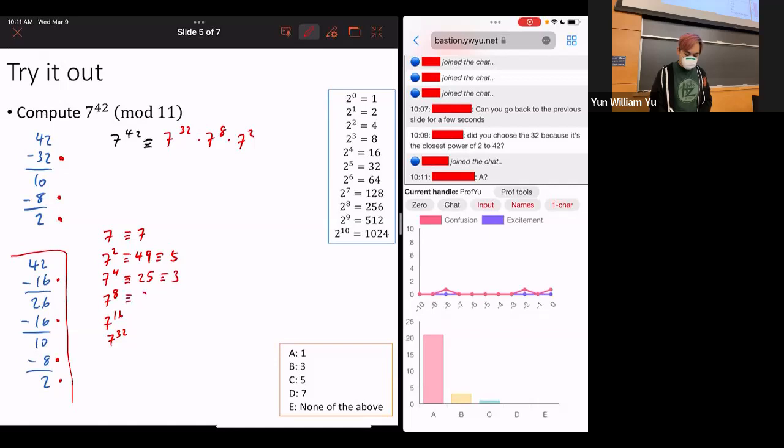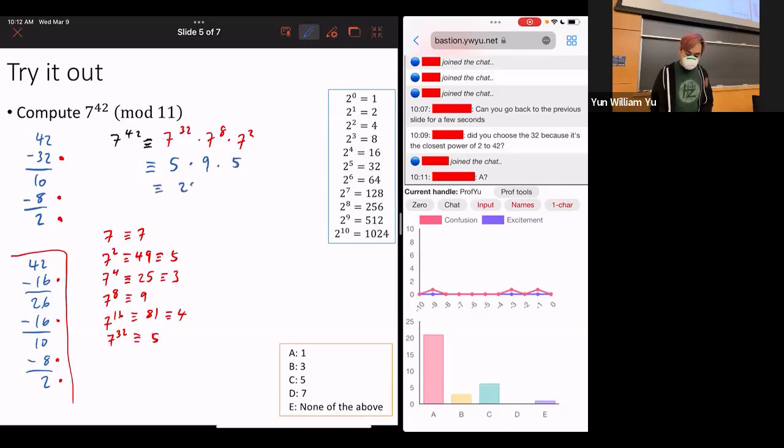7 to the 8th is going to be congruent to 9. 7 to the 16 is congruent to 81, which is going to be congruent to 4. And 7 to the 32 is going to be congruent to 5. So which ones do we have? So substituting those in, we have 7 to the 32, so that's 5, times 7 to the 8, which is 9, times 7 squared, that's 5.